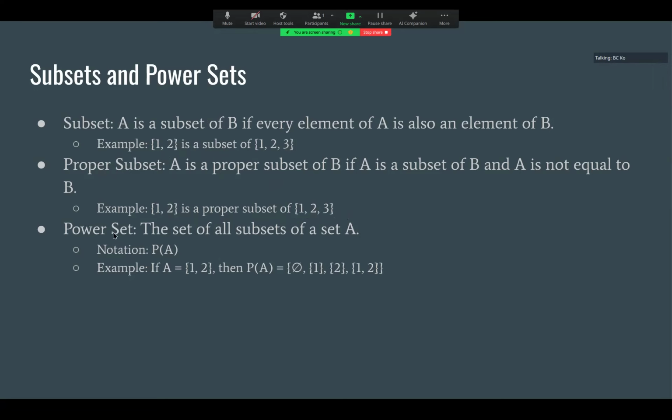And the power set of a set is the set of all possible subsets, including the empty set and the set itself. So for example, if A is the set {1, 2}, the power set of A, denoted as P(A), is the set that contains the empty set, {1}, {2}, and {1, 2}.